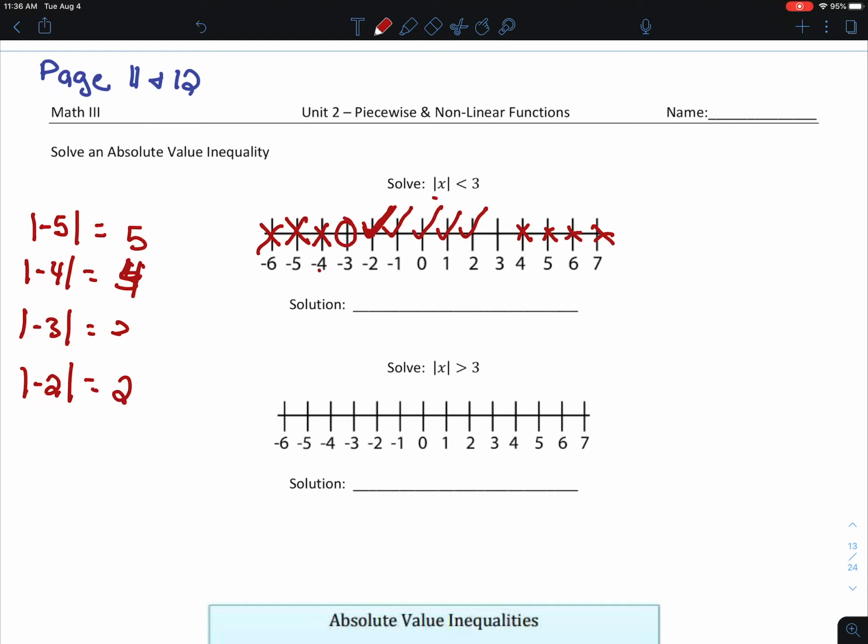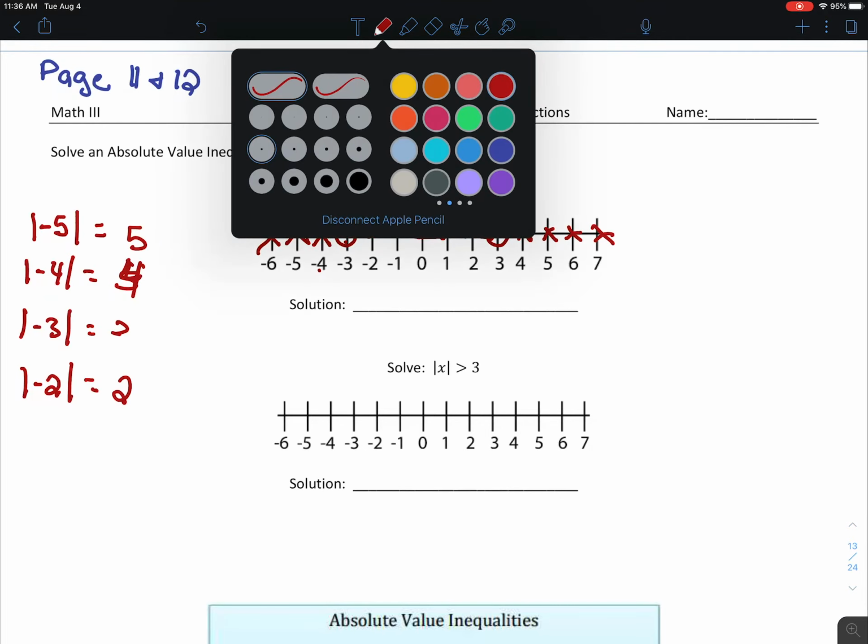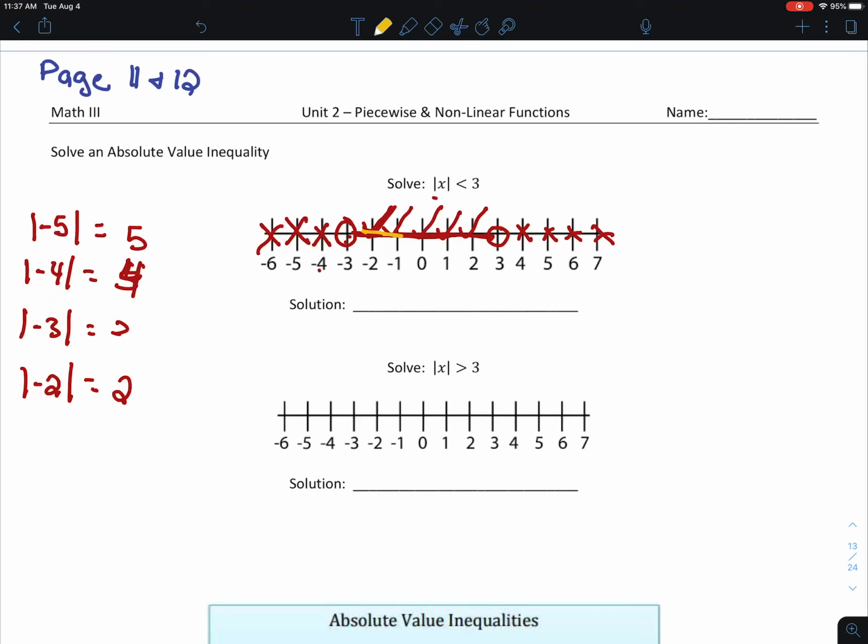Well, -3 doesn't make it true, but I'm going to put an open circle on it because any number between -3 and 3 will in fact make that true. So we see that the numbers that will make that true are between -3 and 3. Everything in between -3 and 3 makes that statement correct.